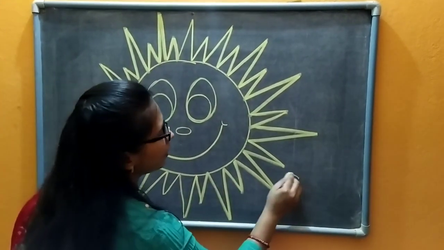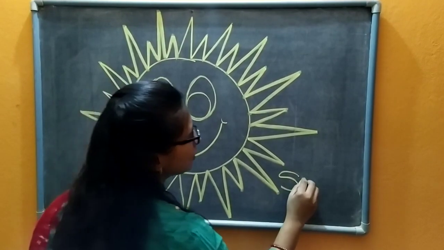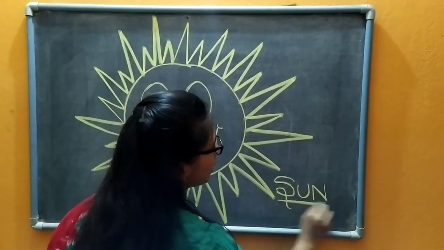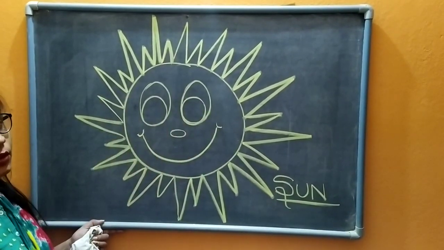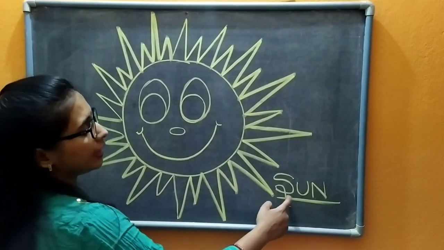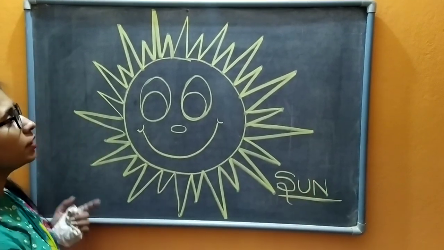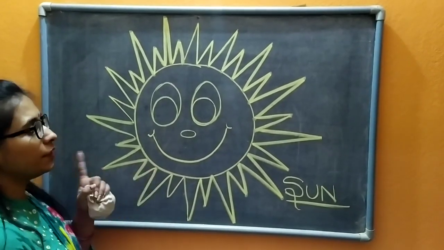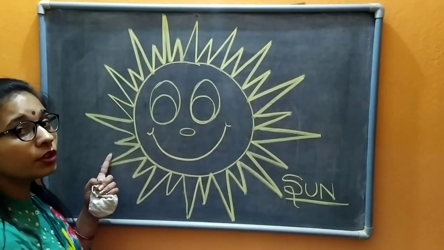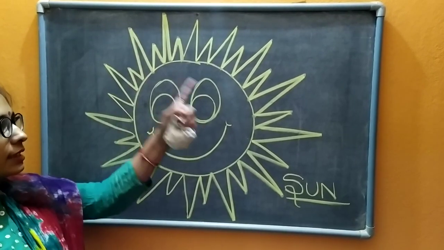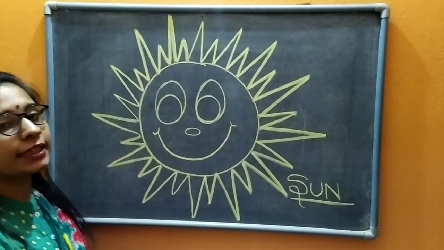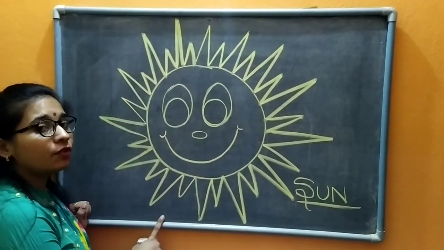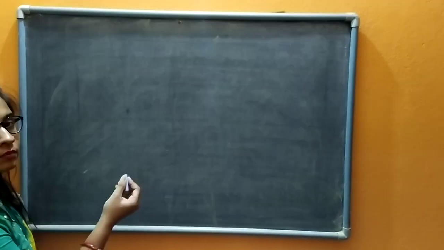So we will write over here as Sun. Okay. What we have to write? We have to write SUN. Sun. So this is our first picture from circle. What we have drawn? We have drawn a beautiful sun. तो हमने आज सर्कल से सबसे पहले क्या बनाया है? We have drawn a sun. Now we will move to the next picture.